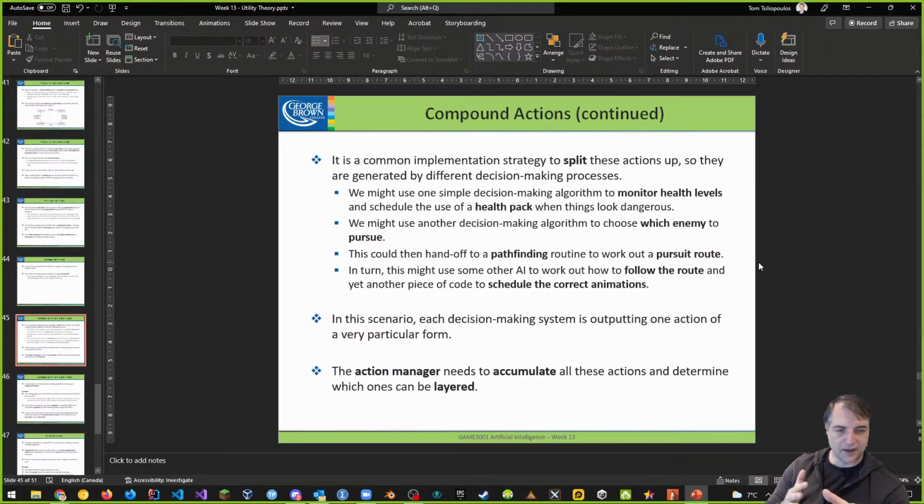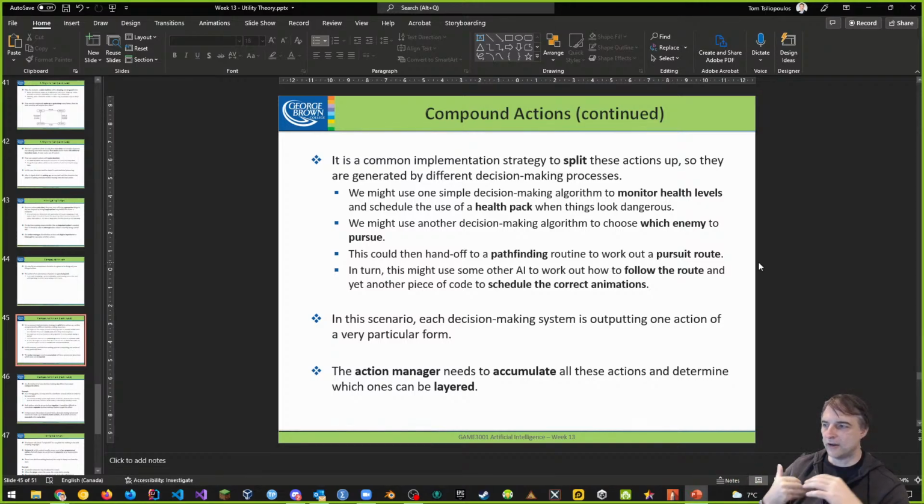And I can also hand this off to a pathfinding routine to work out the best pursuit route, right? I want to pursue in a specific line that makes the most sense. And in turn, this might use some other AI to work out how to follow the route. Maybe I'm going to go along the wall because I want to keep stealthy, so that the thing I'm pursuing as an autonomous character doesn't spot me, so I can get the drop on them, so I can get surprise. And maybe surprise has an advantage in game terms. Who knows, right? And some kind of other code to schedule the correct animations. Notice I say schedule, like the animations are going to play based on a certain time frame.